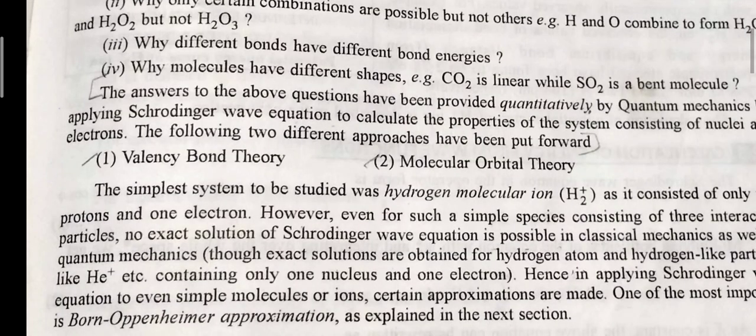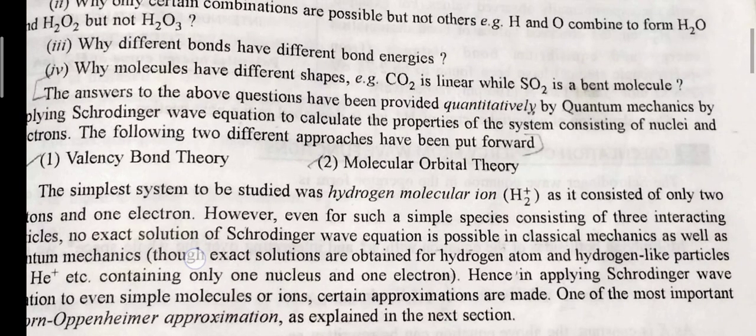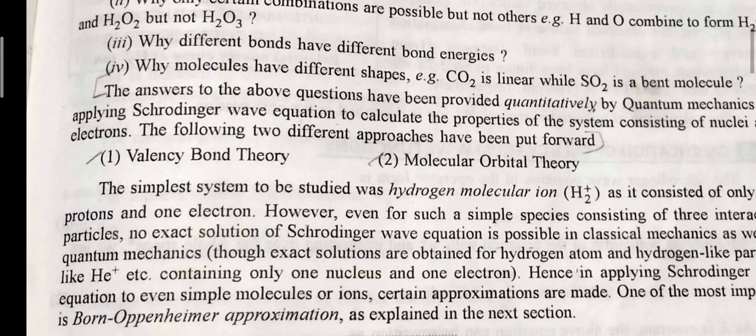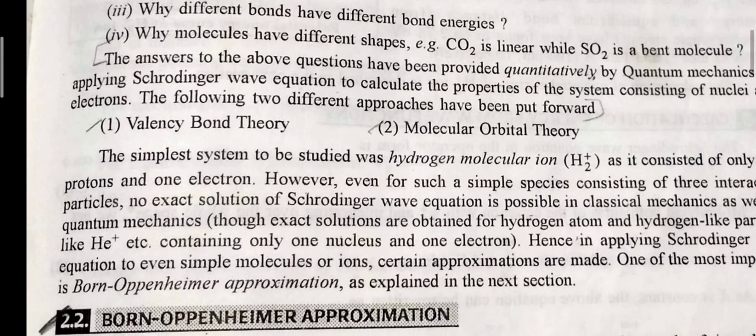The answers to the above questions have been provided quantitatively by quantum mechanics by applying the Schrödinger wave equation to calculate the properties of a system consisting of nuclei and electrons. The following two different approaches have been put forward: valence bond theory and molecular orbital theory.